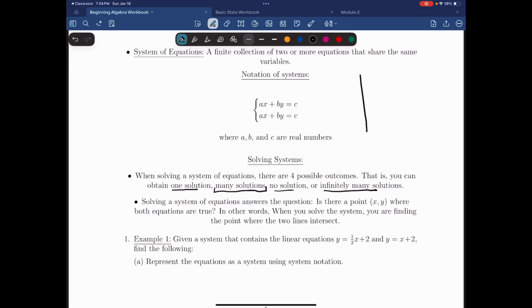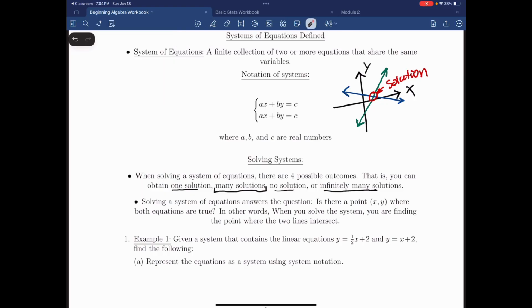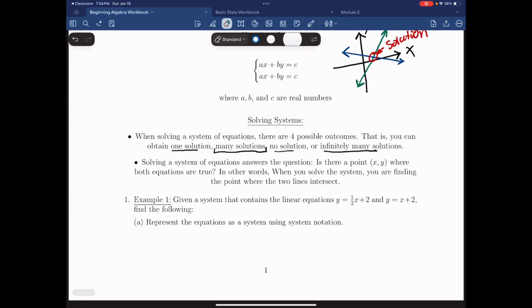Let's say the graph of these two linear equations looks something like this. The green line is our first linear equation, and this blue line is our second linear equation. This point right here, where the graphs intersect, that's our solution. So that's the idea: when you are solving a system of equations, you are finding the exact point (x, y) where these two lines intersect with one another. Alrighty, with that being said, let's start by diving into some example problems and see how this plays out.